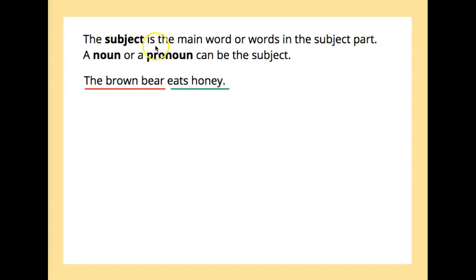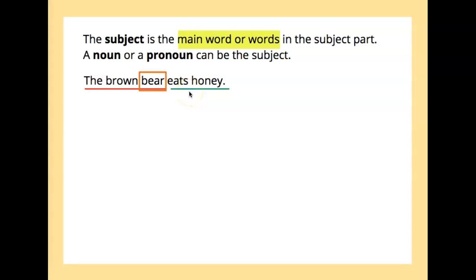Then what is the subject in the subject part of the sentence? Remember, the subject is the main word or words in the subject part. So in the subject part, the brown bear, the words the and brown are adjectives. The word the is actually called an article, which works like an adjective, and the word brown answers the question, what kind of bear? That means the subject is bear. So you want to be careful not to confuse the subject with the subject part.